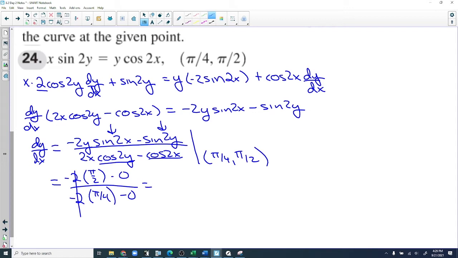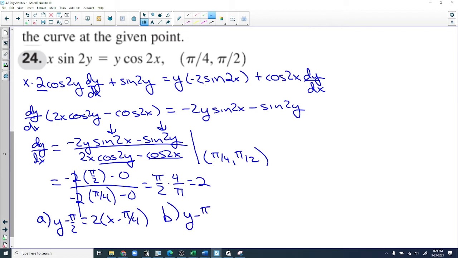So those cancel out, the negatives cancel out, and we have pi over 2 divided by pi over 4, but we can put times 4 over pi. So the slope is 2. So letter A, we got y minus pi over 2 equals 2 times x minus pi over 4, and then b, the normal line, is y minus pi over 2 equals negative 1/2 times x minus pi over 4.